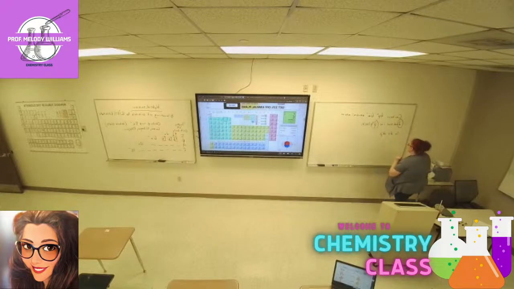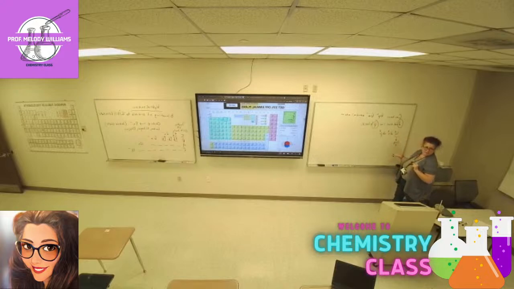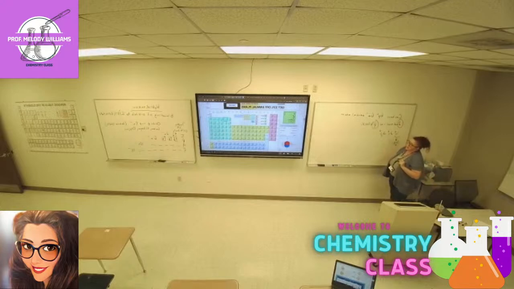It's got 6 electrons. S holds 2. S holds 2. And that leaves 2 more for p. So that's where all of those 6 electrons that carbon has go. These are our core electrons. These don't get involved in bonding. So the ones that get involved in bonding are going to be part of those valence electrons.